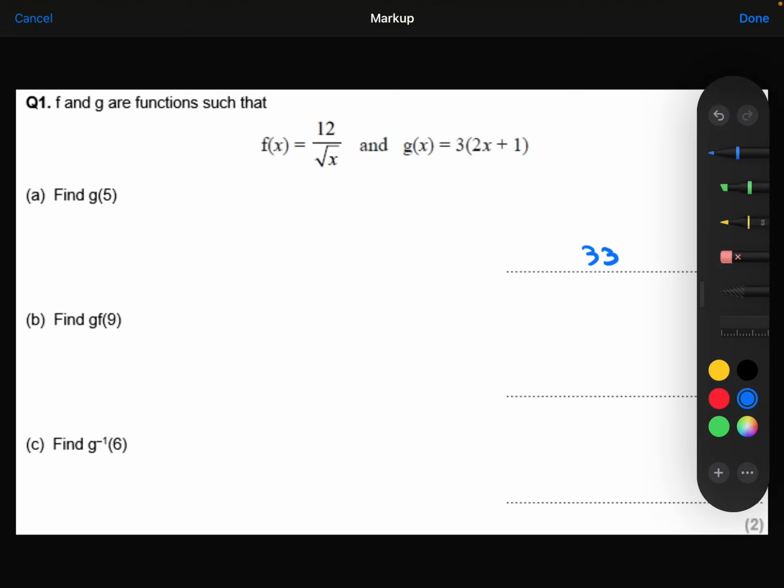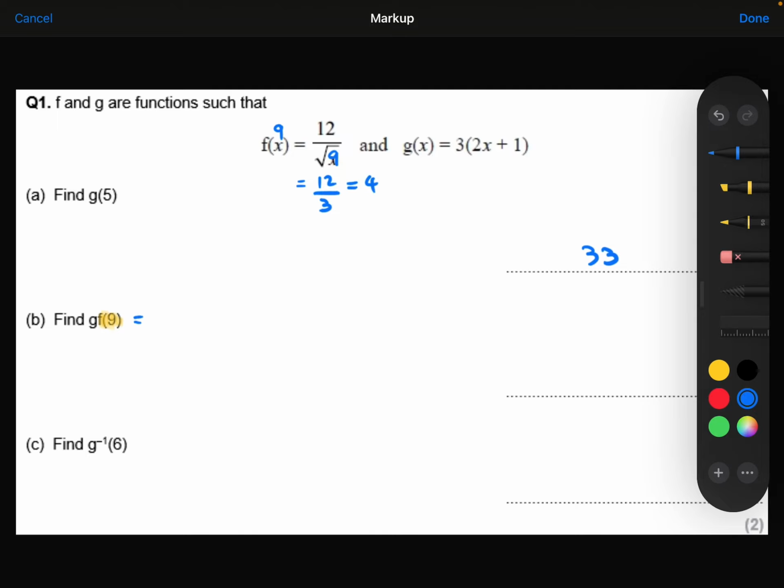Part B says find gf of 9. So first of all, I'm going to find f of 9. Let's do that first of all. So I'm going to substitute 9 into the f function. So we've got 12 divided by the square root of 9, which is 3. So 12 divided by 3 is 4. So f of 9 is 4.